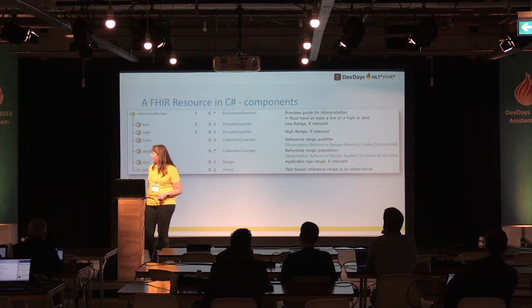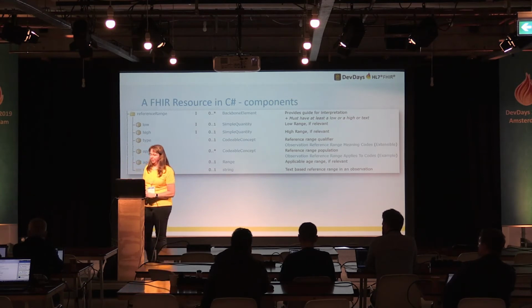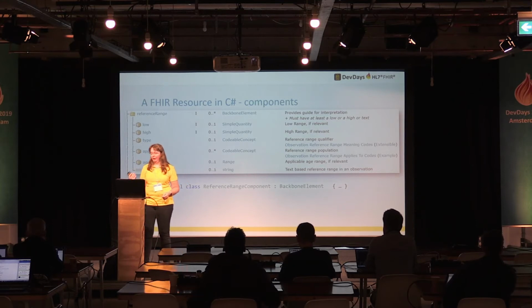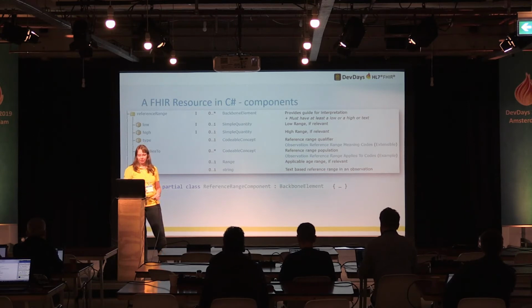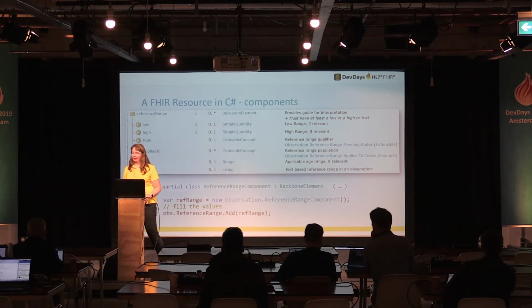Wherever you see this backbone element on the specification, that means that there's a group of information, a little block of information within the bigger resource type. And for these backbone elements, we have created components in the library. So you will see that there's a reference range component within the observation class in order to be able to fill in this reference range. So you will first have to create a new component block, and then you can fill in the data inside of that.